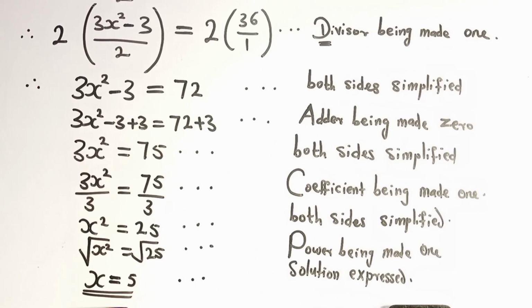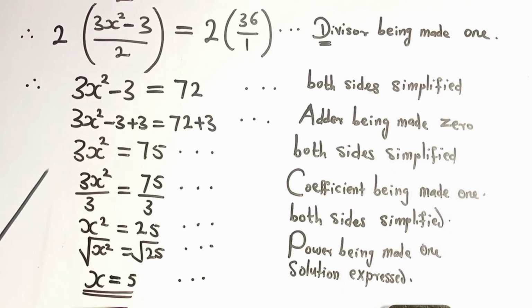Remember that after the adder, we have 4 skills: the D, the A, the C, and the P. That is, make divisor 1, make adder 0, make coefficient 1, and finally make the power 1. So 4 skills. How many skills have been applied so far? At this point, only 2 skills have been applied. That is, making the divisor become 1 and making the adder become 0.